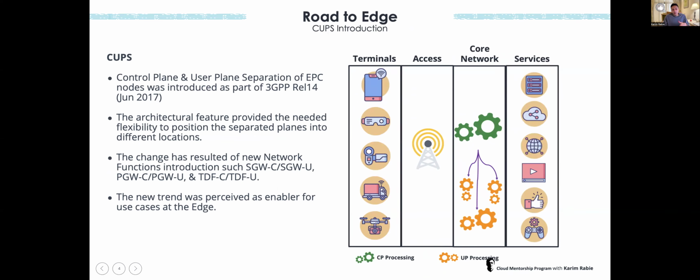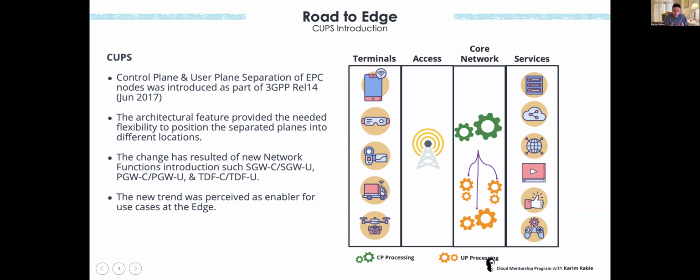Starting from release 14, 3GPP has releases. For instance, release 15 is the 5G release, release 8 is the 4G. So between the 8 and 15, in release 14, which was the last release before the 5G, a new feature was introduced by 3GPP called CUPS. And CUPS, as the name implies, is the control plane and user plane separation of EPC nodes. And EPC, that's the evolved packet core.